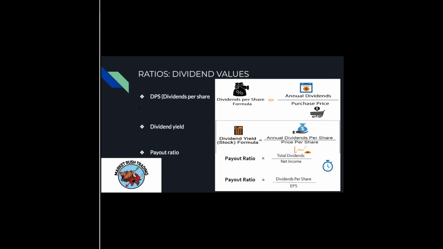Now, the payout ratio is calculated by dividing the company's dividend by the earnings per share. So as you guys can see here, we have two forms of calculation. Number one being total dividends divided by net income. Another way you can find this is dividends per share divided by EPS. And the reason why is because if you look at the EPS formula, you have net income minus preferred dividends divided by weighted average shares outstanding, and from that you could derive the dividends per share divided by earnings per share, and you get your payout ratio.